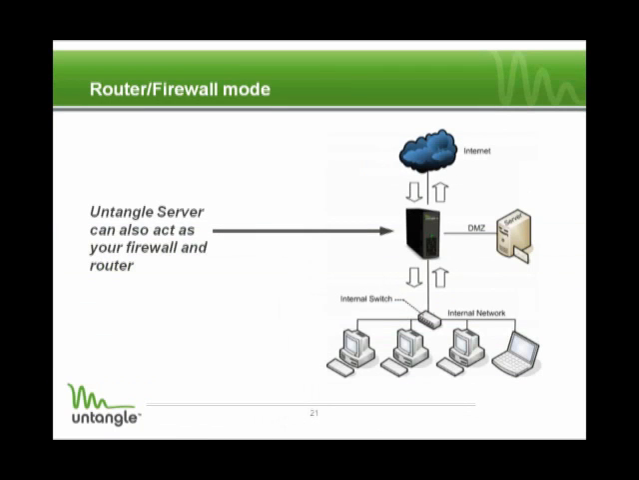The other way to install, which is very much the same, is that you're going to replace whatever firewall router you already have in place, just installing it right at the gateway. And again, it's totally just as effective as transparent bridge mode. It's just personal preference.